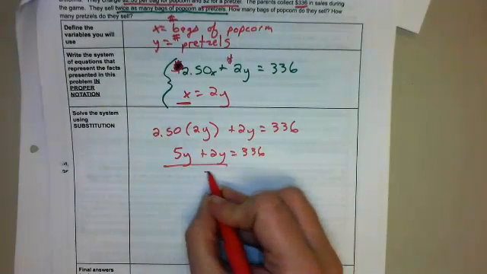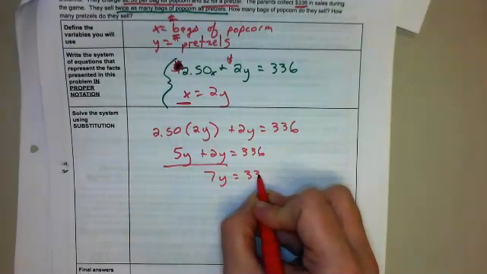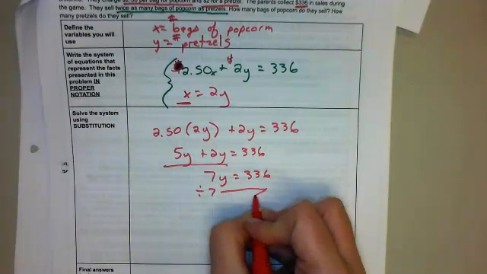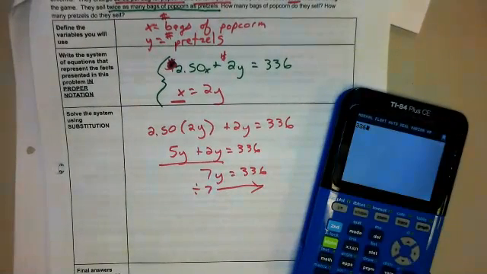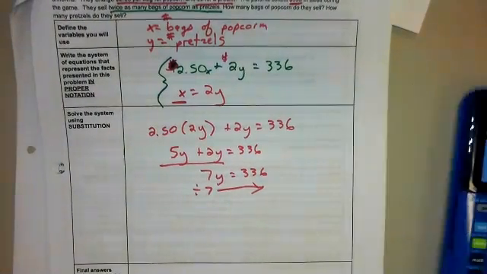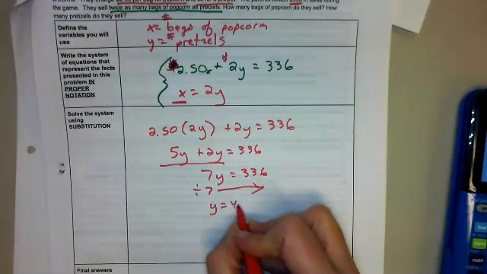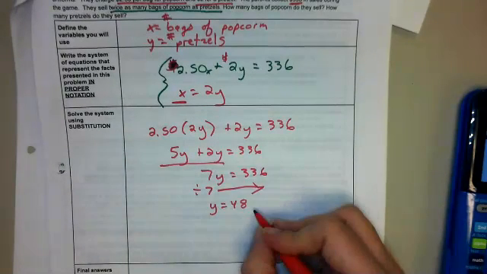I'm going to add my like terms. Divide by 7. And let's see what that is. 336, get my calculator out. 336 divided by 7 is 48. So y equals 48, and that is y, so that's pretzels.